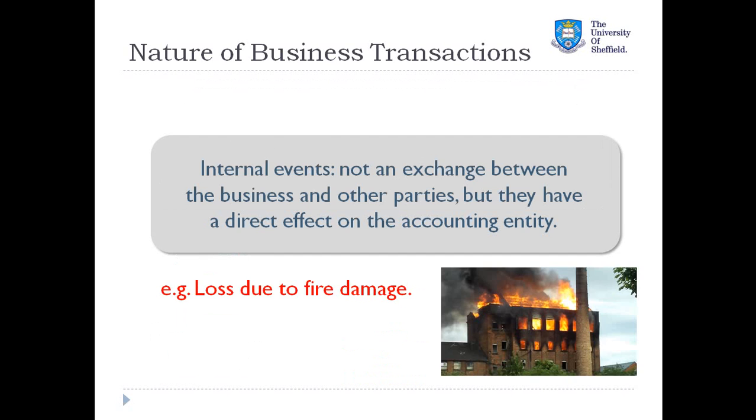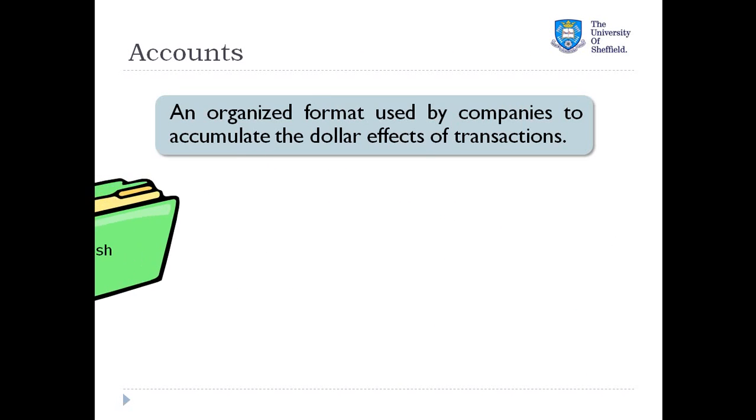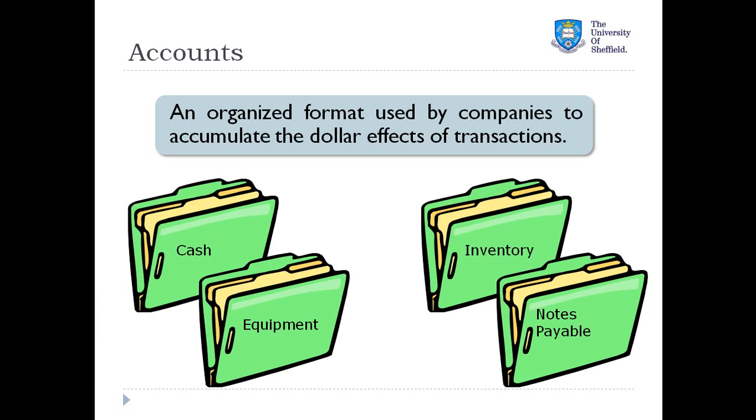While for the internal events, we're not discussing an exchange between the business and other parties, but they have nevertheless a direct effect on the accounting entity. For example, we have the loss due to fire damage. This is not an external event. It doesn't have to do with a transaction per se, but still it's an accounting event that needs to be recorded somehow. So, how do we record everything?